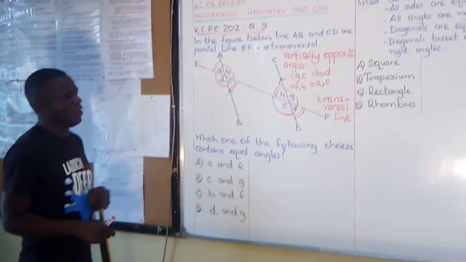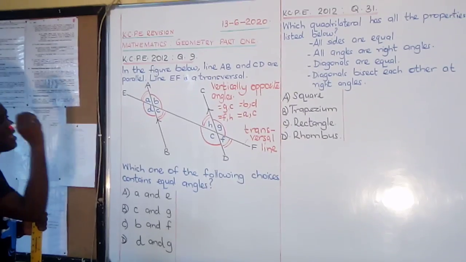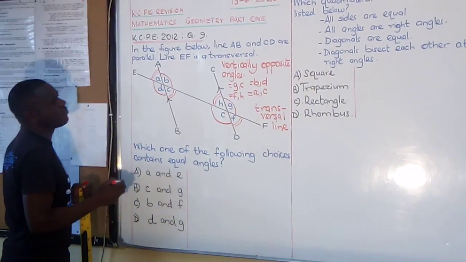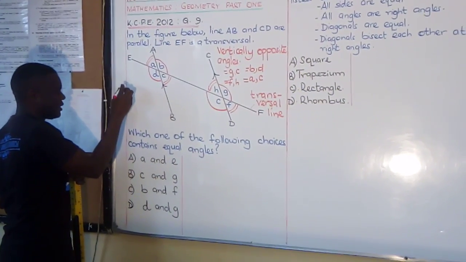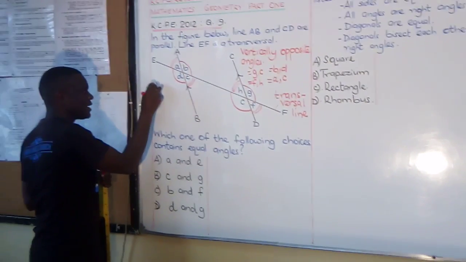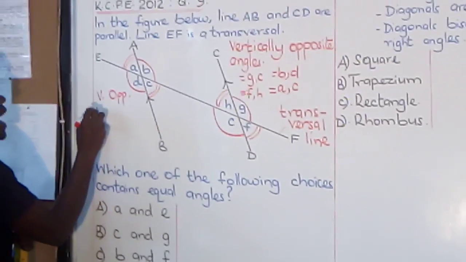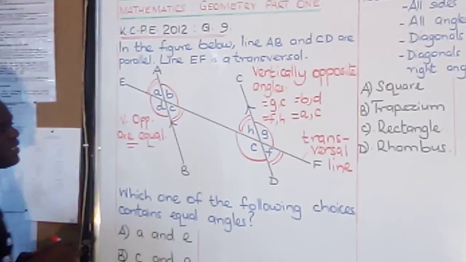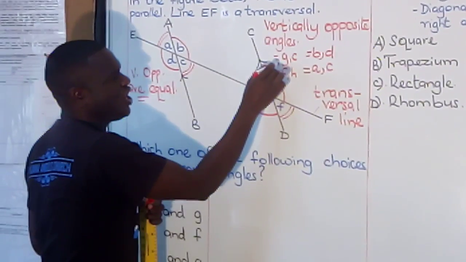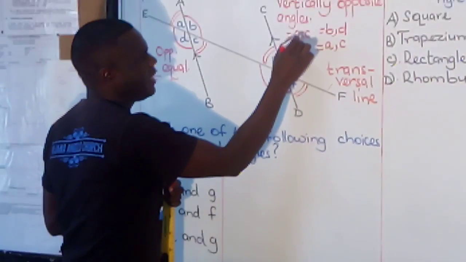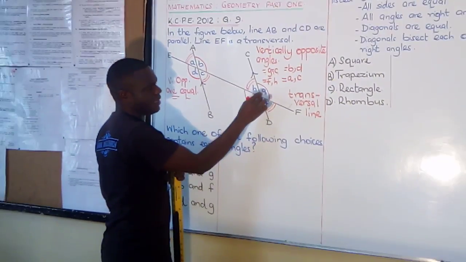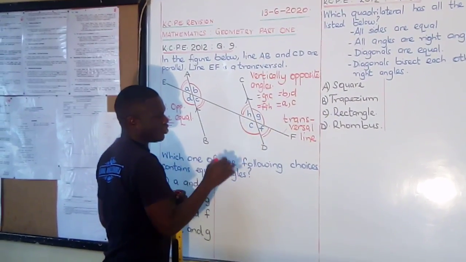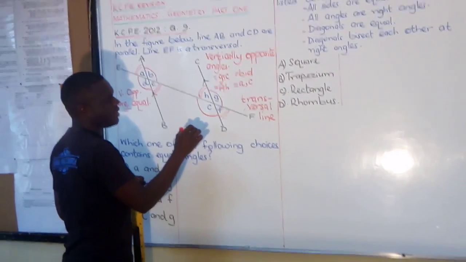What is so special about vertically opposite angles? Each pair of vertically opposite angles contains angles that are equal. They measure the same. What does that tell us, boys and girls? That G is equal to C. This G measures the same as C. F is equal to H. This F has the same measurement as H.